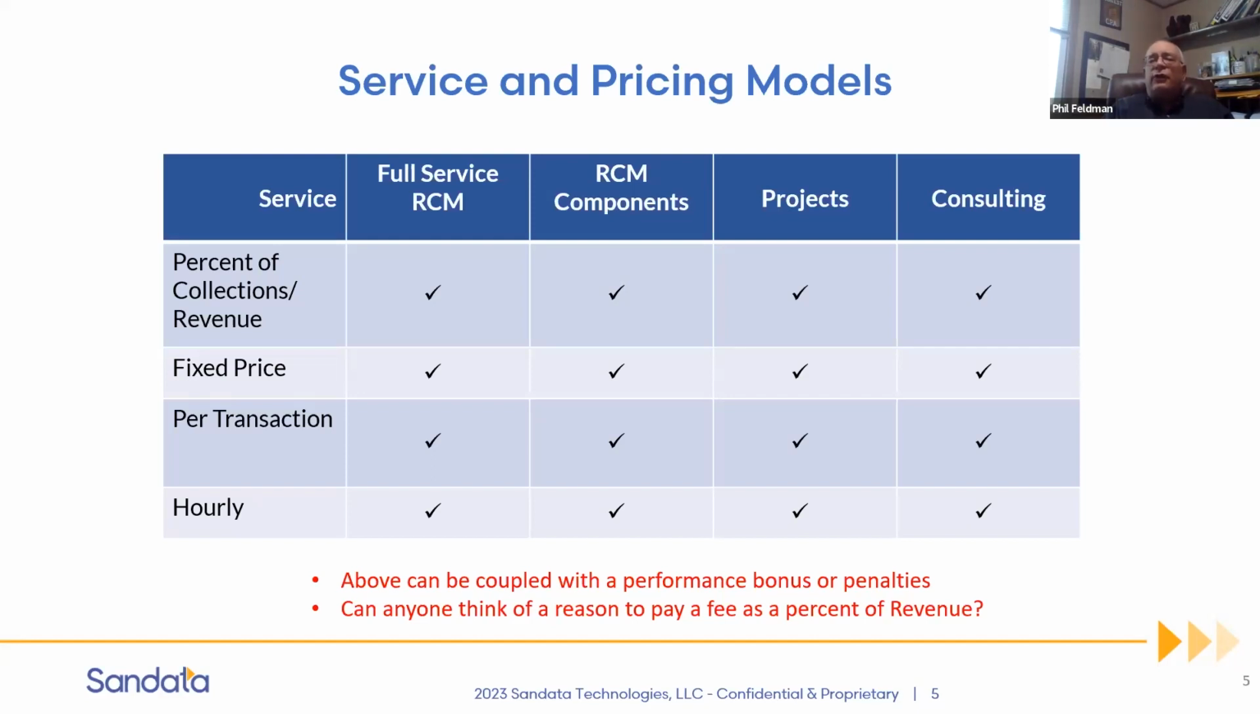And I've even seen where there's penalties, where if they don't achieve a certain performance in a certain specified period of time, there could be a rate reduction until that performance goes back to the goals that you have established in the agreement.